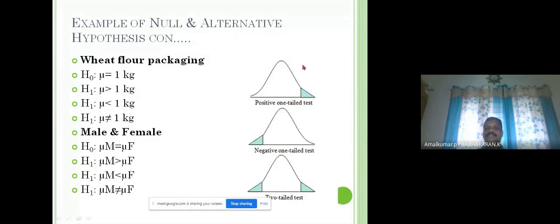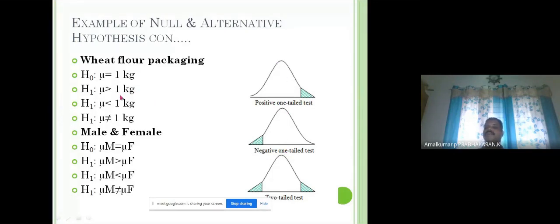These are the 3 normal distribution curves. The normal distribution curve is a bell-shaped curve. Both the left and right-hand sides are equal. In the case of the first hypothesis, the positive one-tailed test, this hypothesis is solved using a one-tailed test. Similarly, this is using a negative one-tailed test.